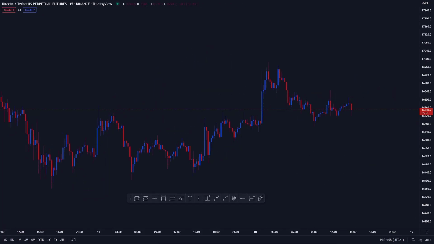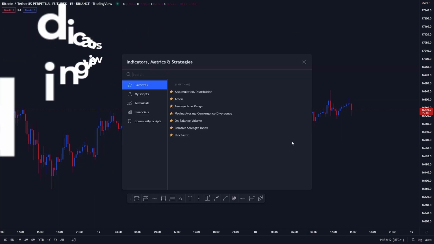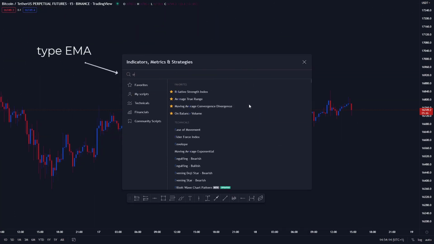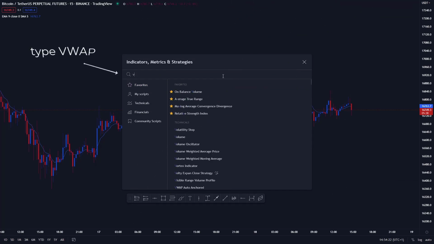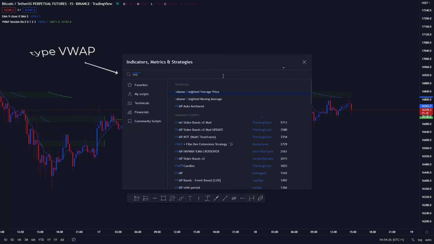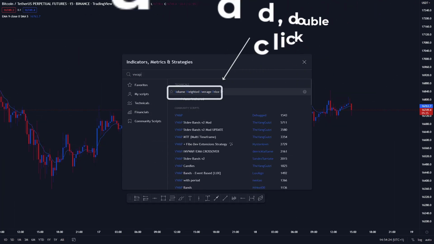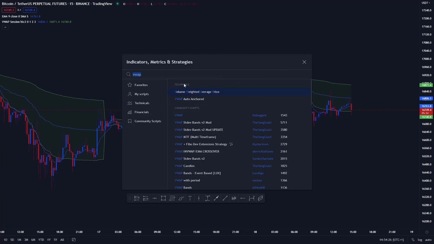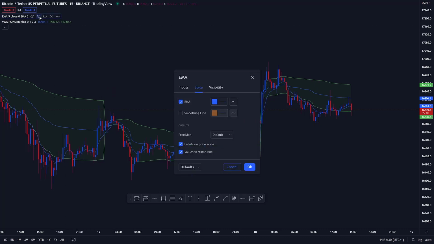First, we add the indicators for this strategy. We go to TradingView and click Add Indicators. Then we type EMA and add it to our screen. We also type VWAP and add it also to our screen. The VWAP, or Volume Weighted Average Price indicator, is a trading benchmark that represents the average price a security has traded at throughout the day, based on both volume and price.